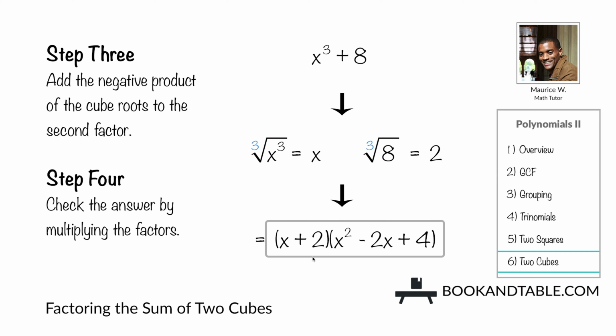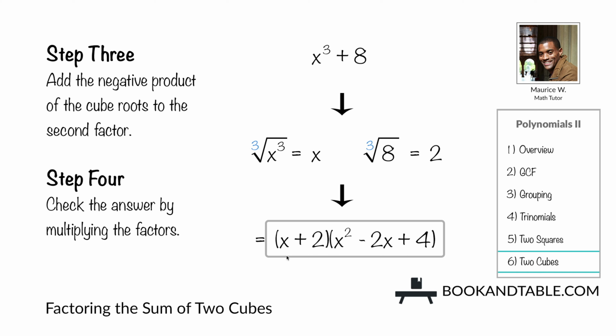And I place the negative product of the cube roots in the middle so that we have this trinomial in standard form. That is why I did it that way. But technically x squared plus 4 minus 2x is the same thing. I just like having the second factor in standard form.